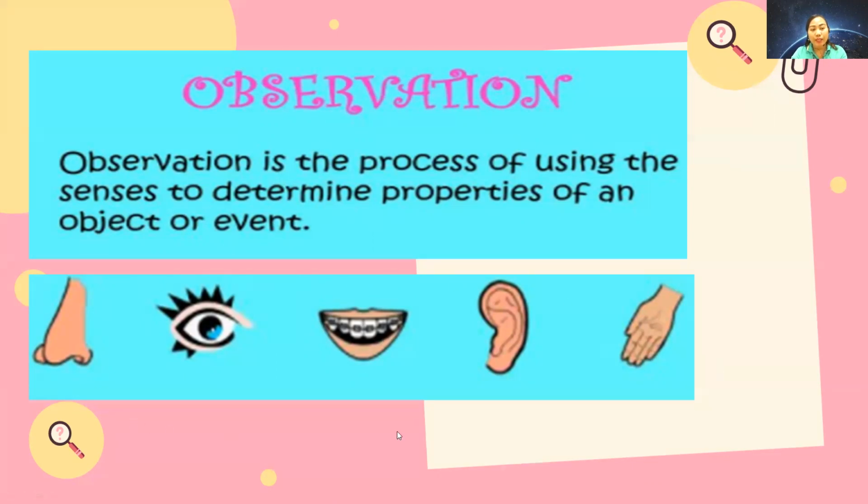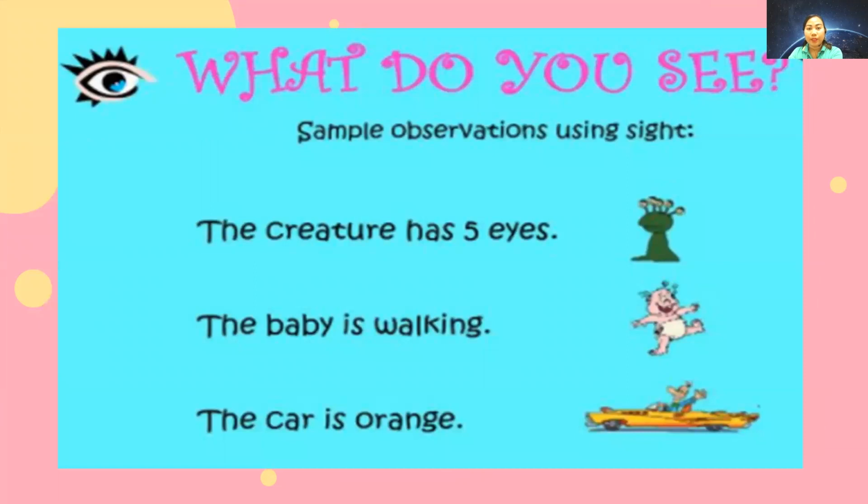Those senses, we use them to learn the scientific process, to describe things. We use these senses to describe things in a scientific process or in a scientific experiment. So let's have some examples.